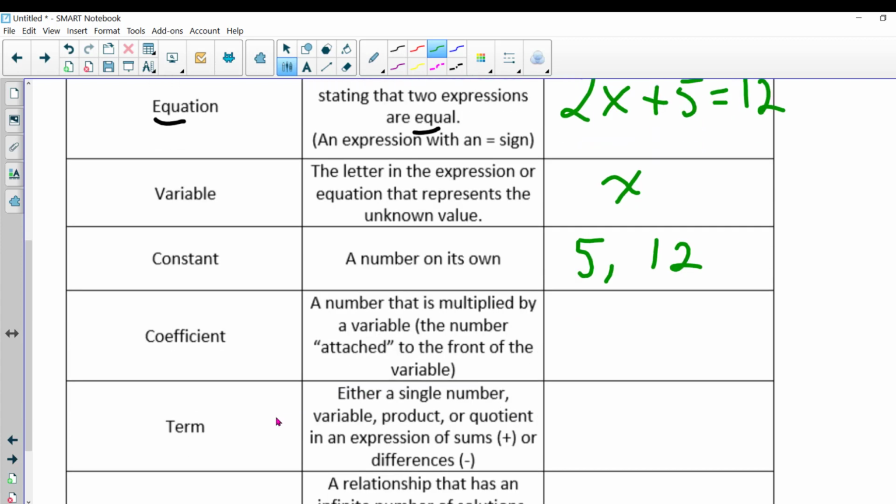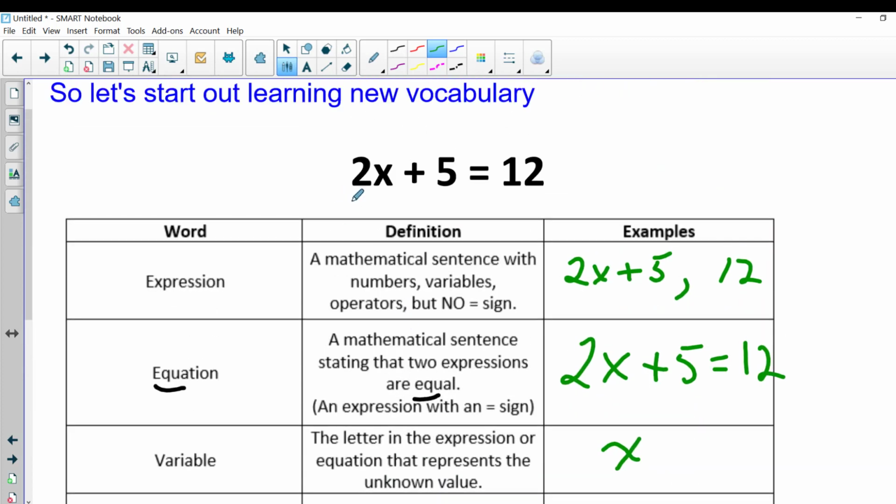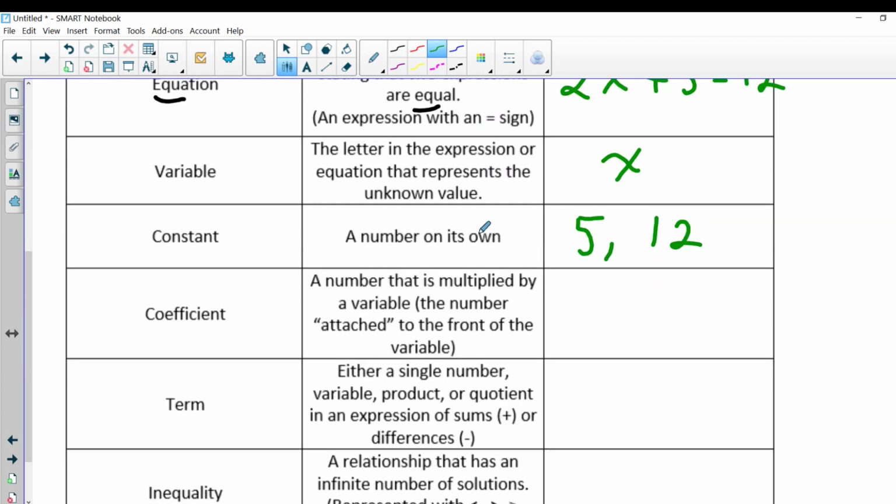Our next one, coefficient. Say that, coefficient. A coefficient is a number that is multiplied by a variable. Another way to think of it, unofficially, is the number that's attached to the front of the variable. So a number that's multiplied by a variable or attached, that's what the 2 is. See how it's attached to our variable x? So 2 is a coefficient. It coexists. See the similarities? Coexists, coefficient, with the variable. So in this one, our 2 is the coefficient.